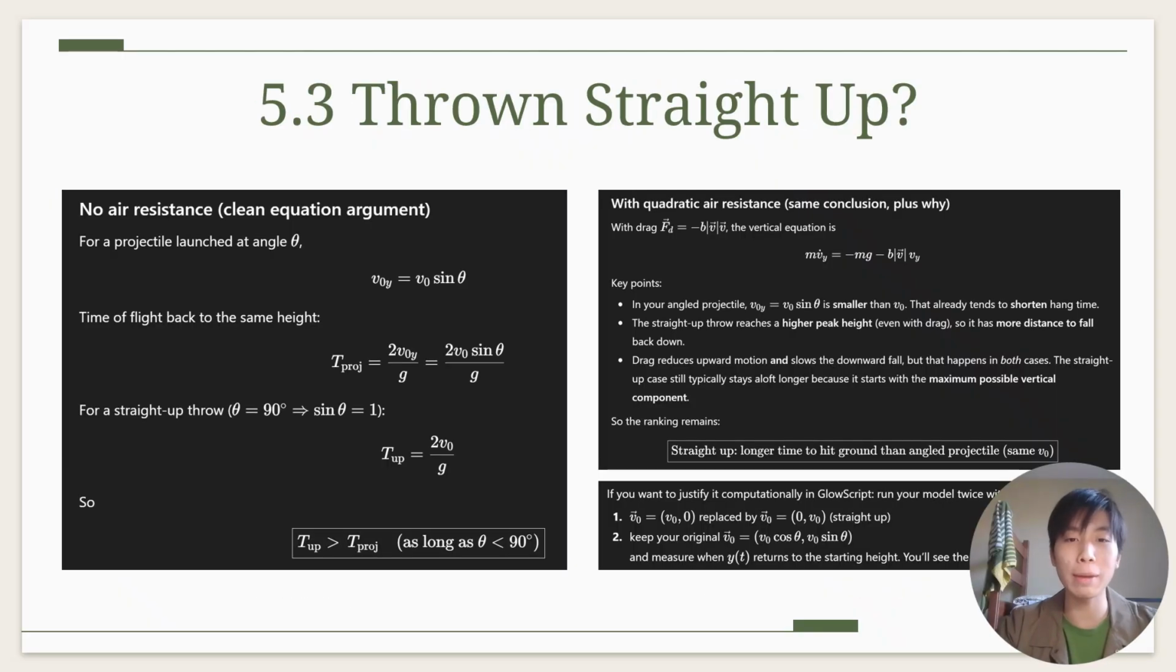If we throw it straight up, we can use Newton's second law and the momentum principle to calculate the flying time. As you can see, there's a sine theta for the projectile motion. As sine theta is not equal to 90 degrees, the upward projectile always has a longer flying time than the usual projectile. And if we include air resistance, because the v sine theta, the vertical component of the velocity, already reduces the velocity, the regular projectile motion still has less flying time than the upward motion.